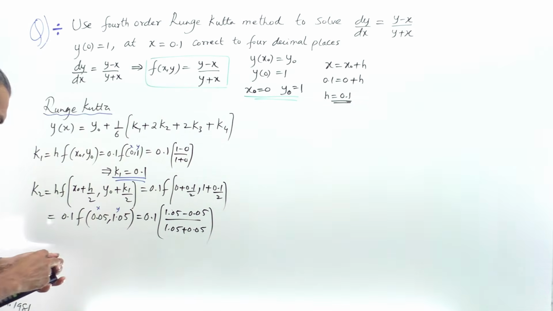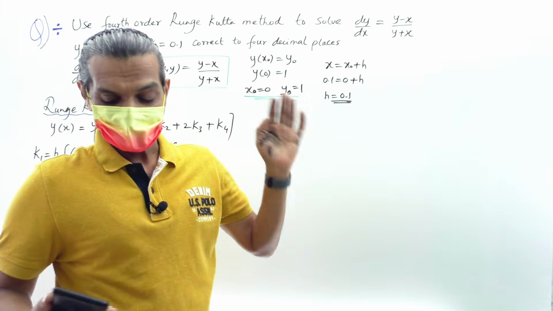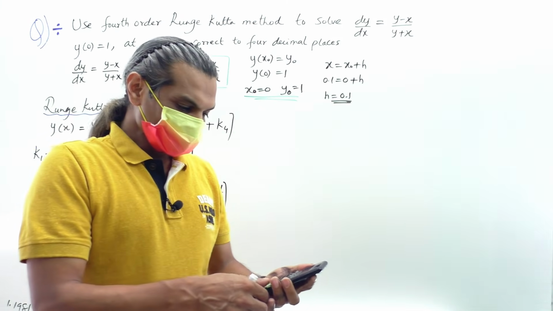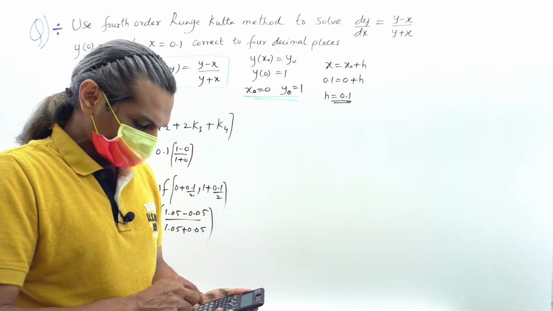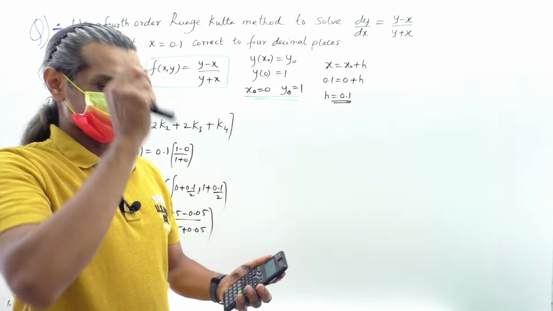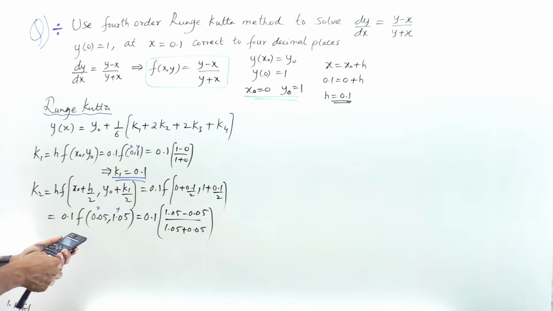Okay, now I'll solve this. I can see one more thing. Check the question, they mentioned 4 decimal places. So before solving, shift to 4 decimal places: Shift, Mode, and we will fix it to 4 decimal places. Whatever calculator I have, I can fix it. Now let's solve this.